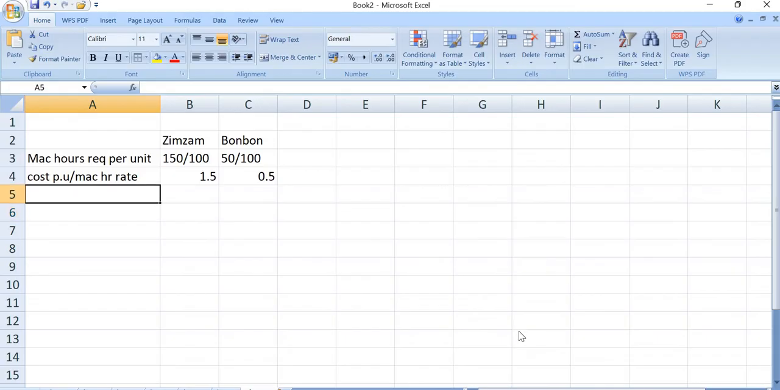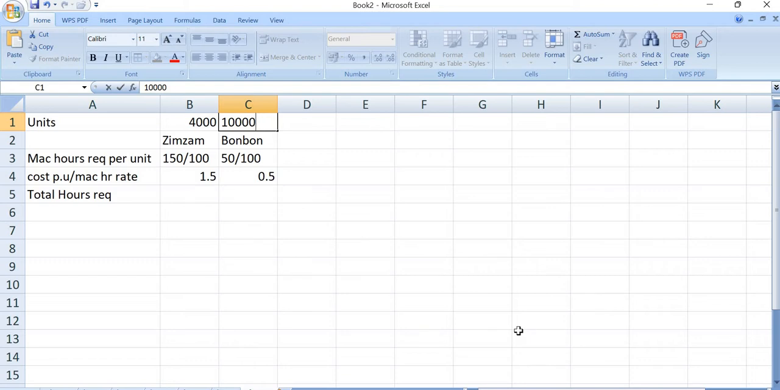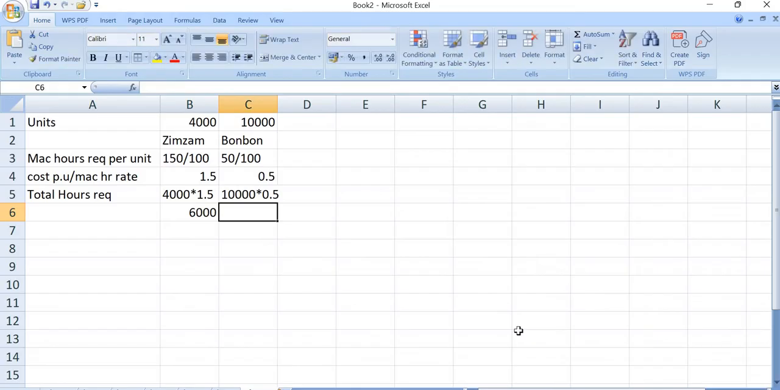So now, total hours required. If I am producing Zimzam, I will be producing 4,000 units. If I am producing Bonbon, I will be producing 10,000 units. So how many hours are required? 4,000 into 1.5, and here 10,000 into 0.5. So 6,000 here, and here it is 5,000 hours.